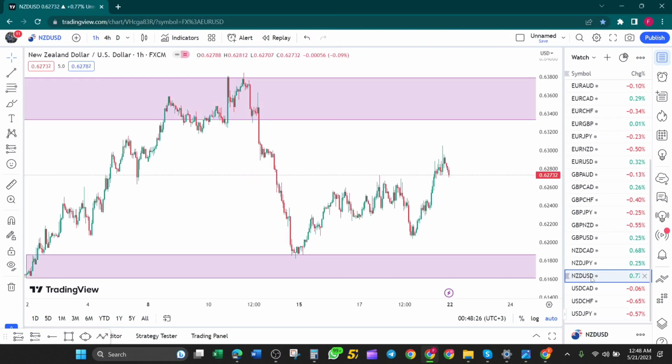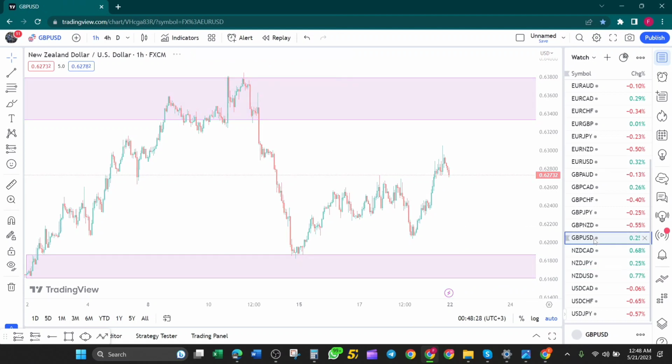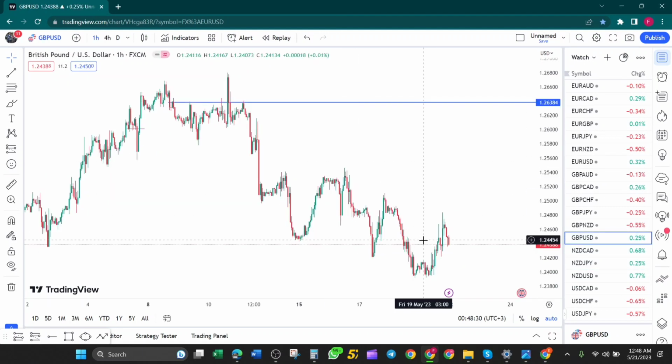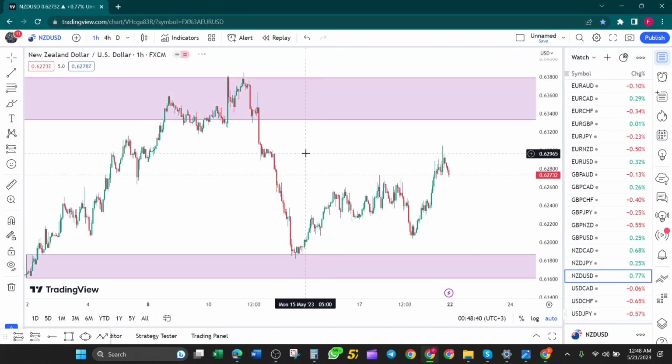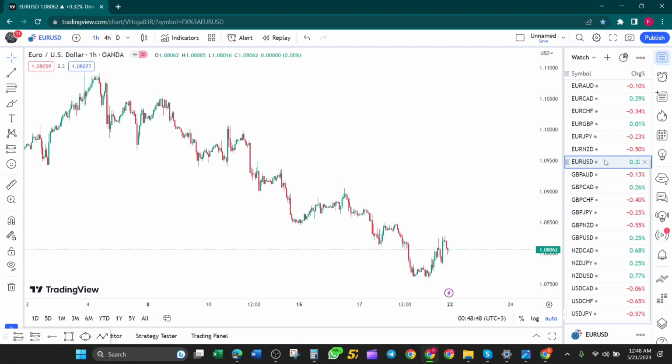So for such pairs, specifically, if you look at GBP USD, very quick analysis, from the last week, if you check, GBP USD was dropping. Look at Euro USD, last week it was dropping. Look at NZD USD, I'm very sure again it started from the high, it dropped a little bit. So they are not an exact copy paste, but they have a high degree of similarity.